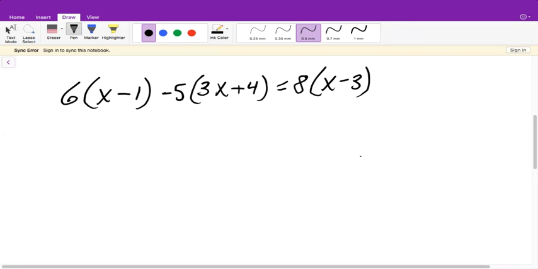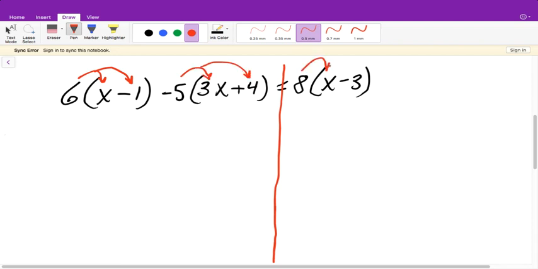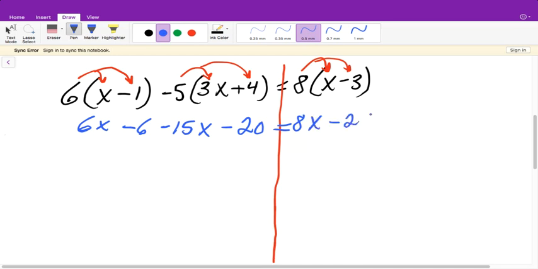All right, the next question. So same thing. I'm going to draw a line going down my equation. When something is occurring on one side of this line, I don't need to use my inverse. I only need to if I'm moving it to the other side. So the first thing I need to do is simplify as much as I can. So I'm going to go ahead and distribute all of these numbers in, since the parentheses mean to multiply. So then 6 times x is 6x minus 6. Then we have negative 5 times 3, so minus 15x. Negative 5 times 4 is negative 20, is equal to 8x minus 24.